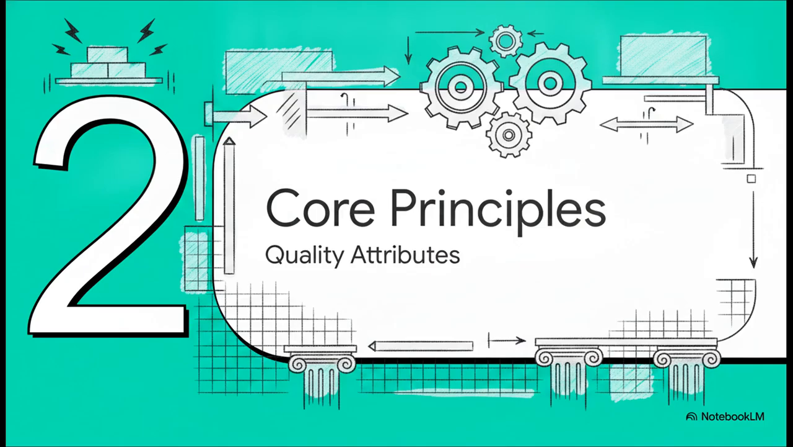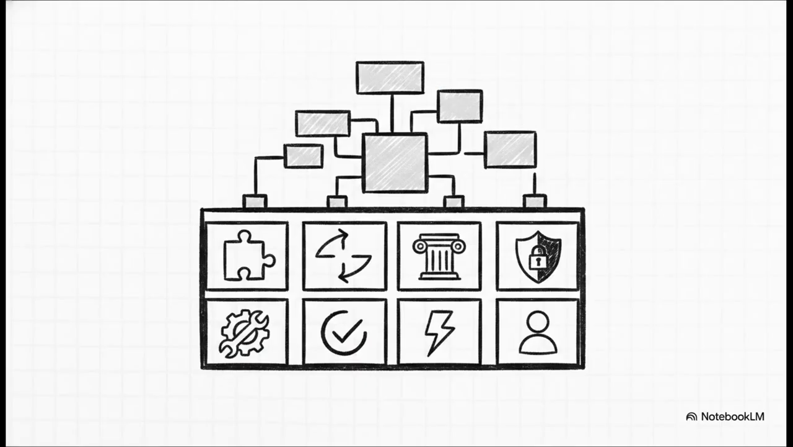Moving on to Section 2, Core Architectural Principles. Okay, so if the architecture is the blueprint, then quality attributes are basically the rules of physics that keep the whole thing structurally sound. These are your non-functional requirements, things like modularity, scalability, reliability, security, maintainability, availability, performance, and usability.